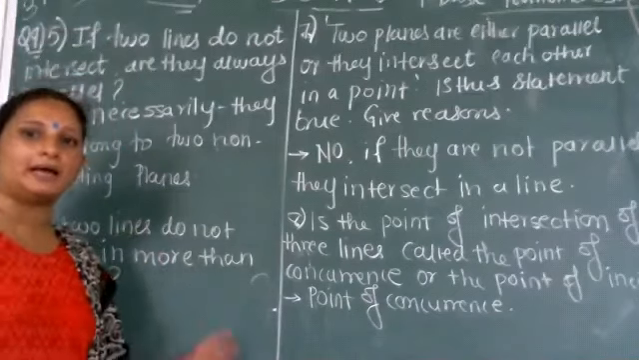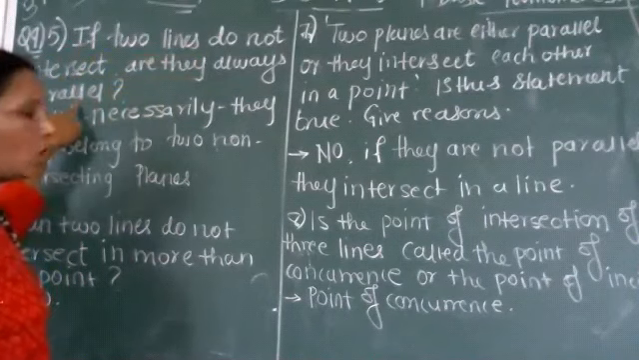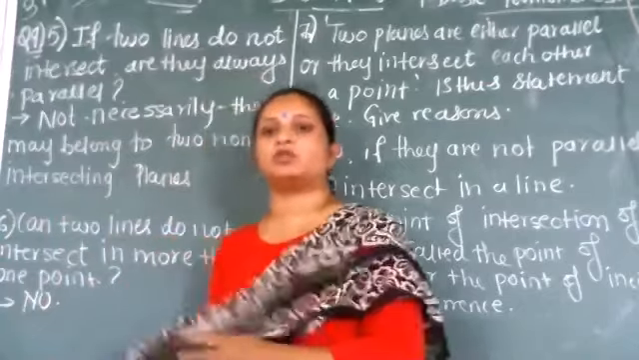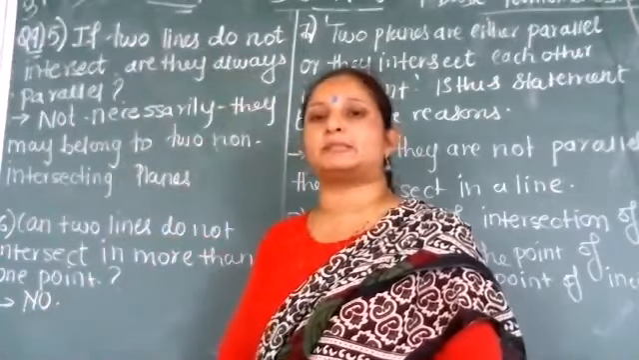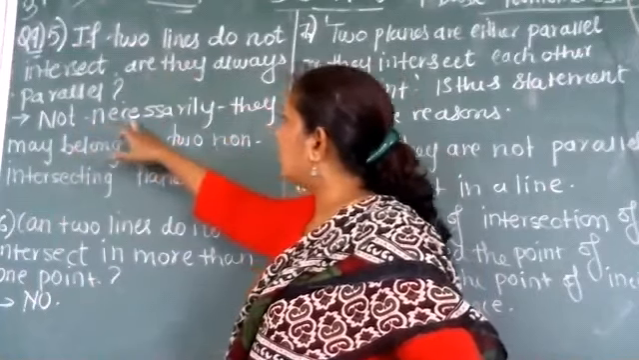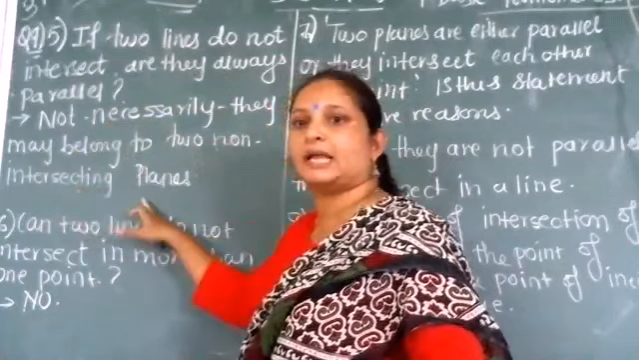So question number 9, children. Out of that, the fifth one: if two lines do not intersect, are they always parallel? It is not required that two lines which do not intersect should always be parallel. So here we are giving the reason: not necessarily, they may belong to two non-intersecting planes.